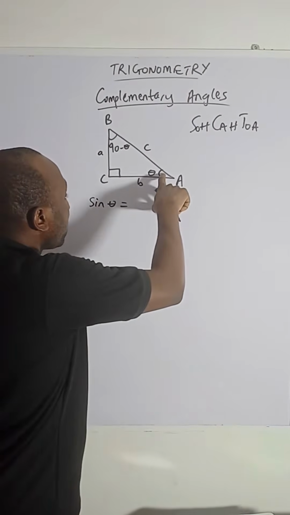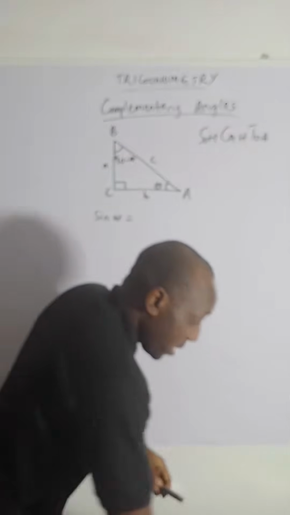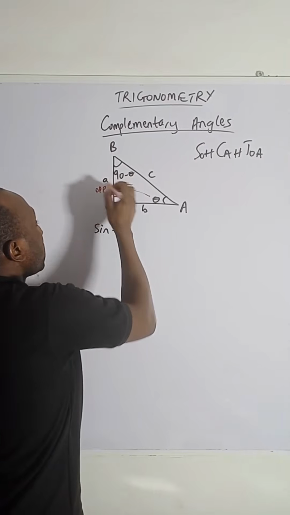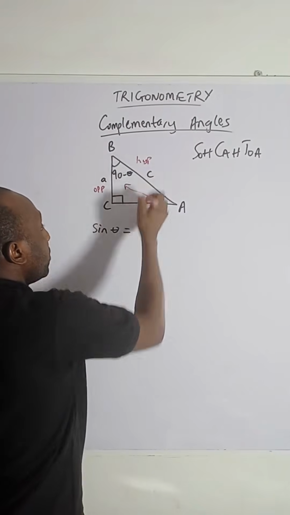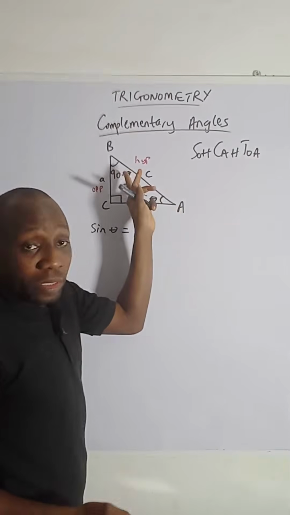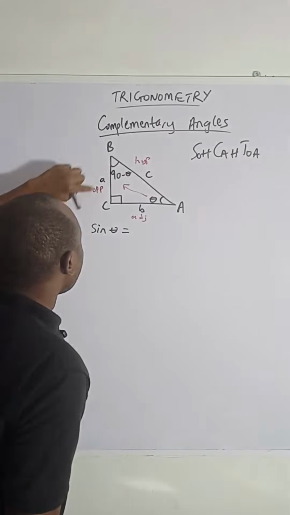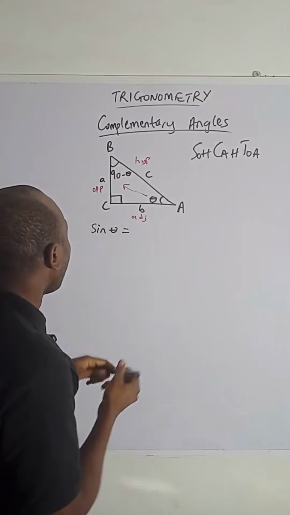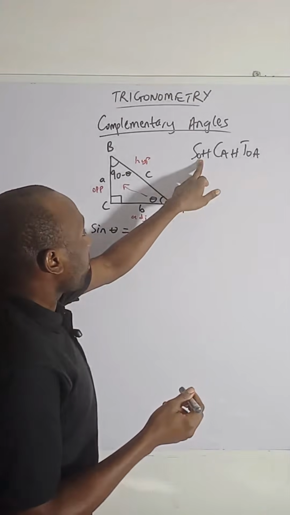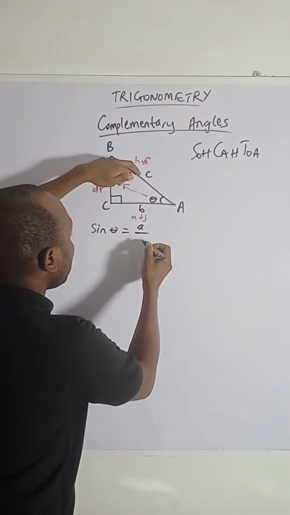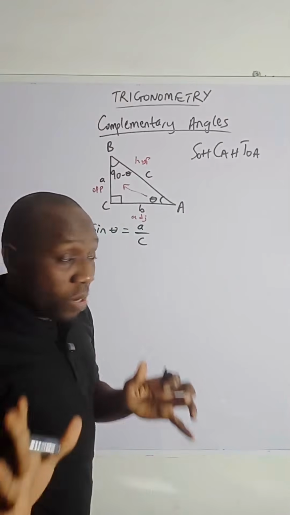If this is theta, I'm going to use this angle as the reference now. So this is the opposite, this is the hypotenuse, and this is what? Adjacent. I'm using this angle theta, not 90 minus theta. So this is opposite, hypotenuse, and adjacent. Let's go on. So what will be sine theta? From here, opposite over hypotenuse. The opposite is A, and the hypotenuse is C. Don't worry, I'm going somewhere with this.